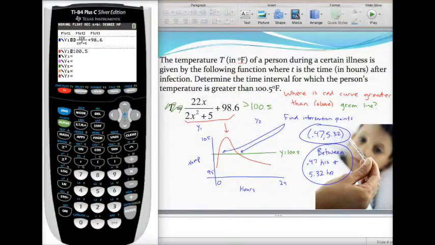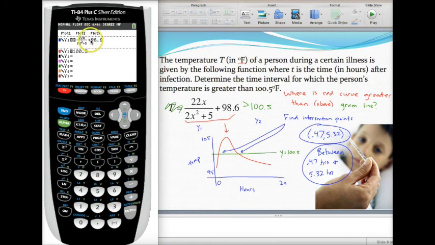We can use rational inequalities to help determine when a person's fever spikes above 100.5 degrees. Let's say this function right here represents a person's temperature, X hours or T hours, after they've been infected. I've gone ahead and entered this side of my inequality into my graphing calculator. Don't forget to include that plus 98.6. That's easy to forget about.